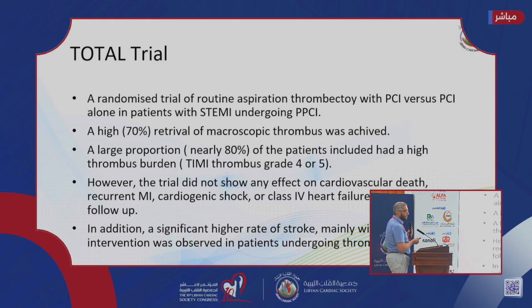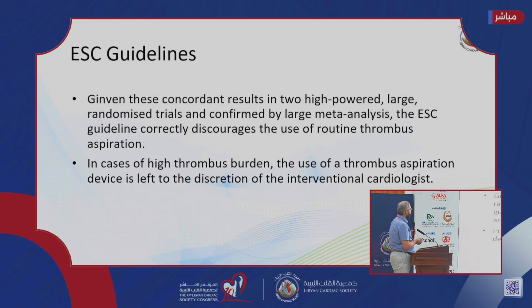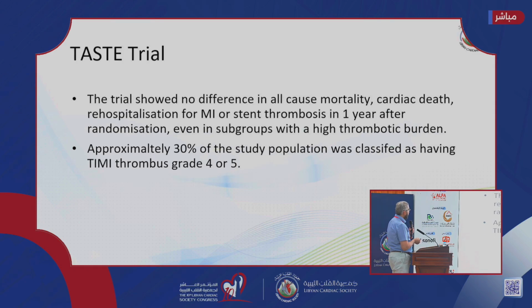However, the trial failed to show any improvement in cardiovascular death, recurrent myocardial infarction, cardiogenic shock, or class 4 heart failure after 1 year of follow-up. There was a tendency towards a higher rate of stroke in patients treated with manual thrombus aspiration. The TASTE trial showed the same thing. There was no difference in mortality, cardiac death, rehospitalization for MI, or stent thrombosis. About 30% of the patients had a high thrombus burden.